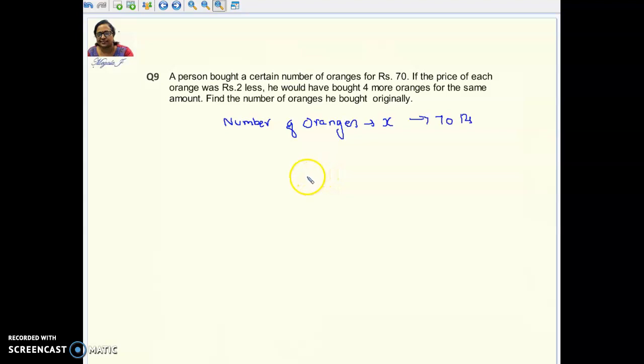If the price of each orange, okay, now you are going for the price of each orange. So what is each orange cost here? Each orange will cost you how much?